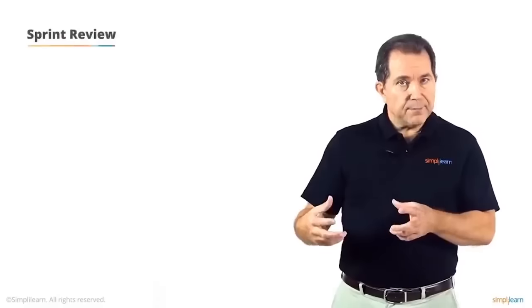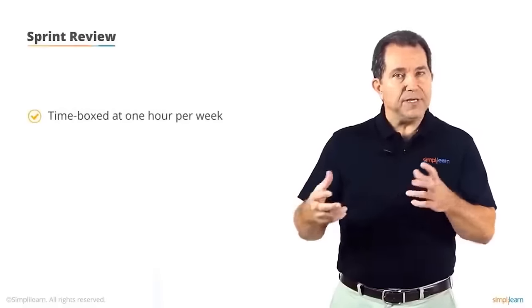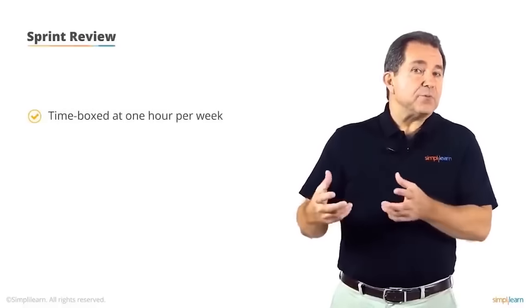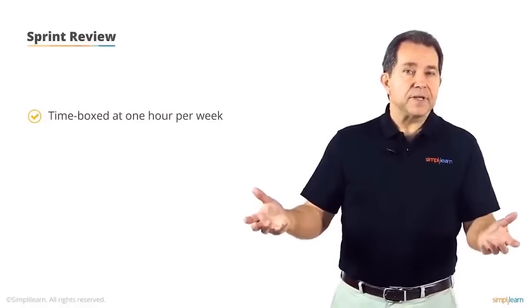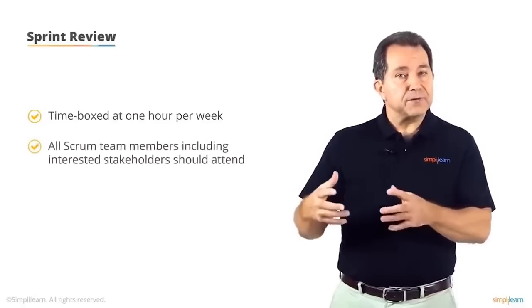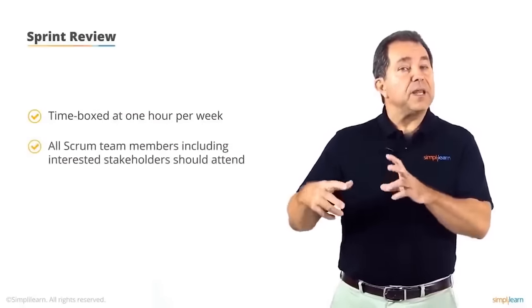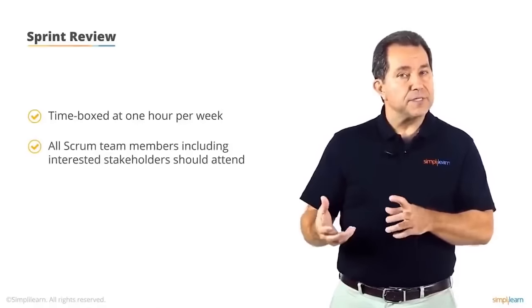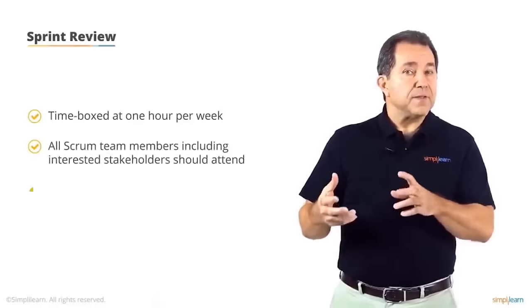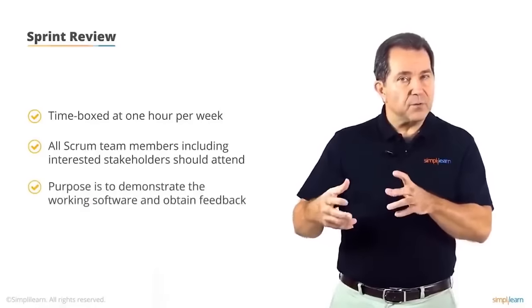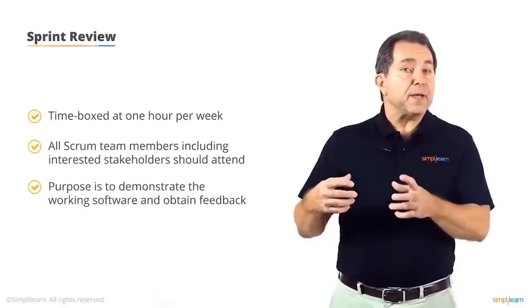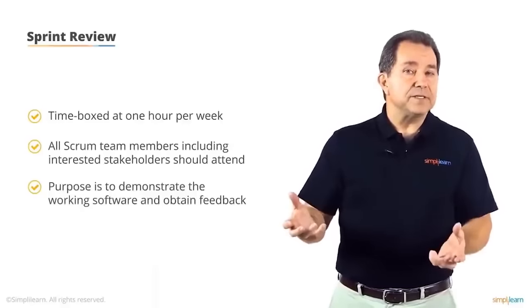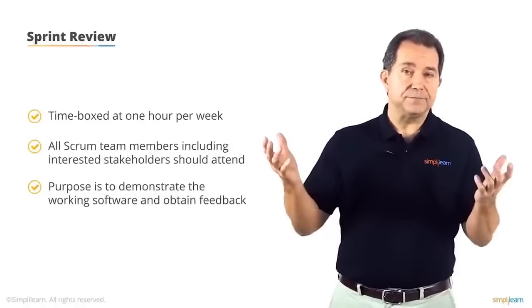The sprint review takes place at the end of the sprint and is time boxed at 1 hour for each week of the sprint. So if the sprint were 4 weeks in duration, the sprint review meeting would be 4 hours. It should be attended by the complete Scrum team, including all roles, plus any other stakeholders who are interested in project success. The purpose of the review is to demonstrate working software and obtain and assess feedback. Feedback may range from full acceptance of the completed software to complete rejection.